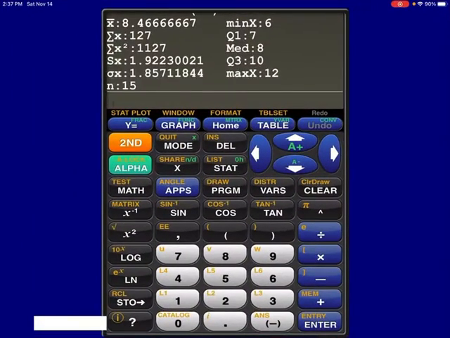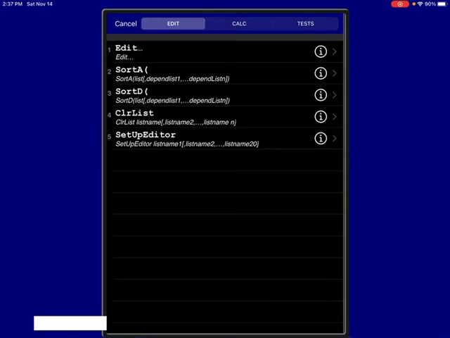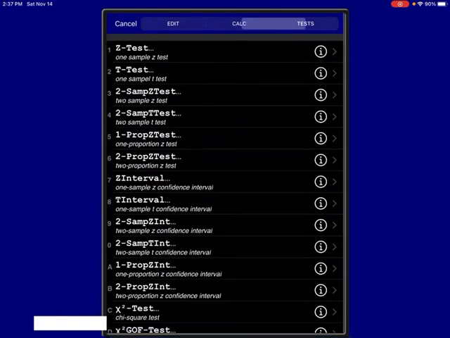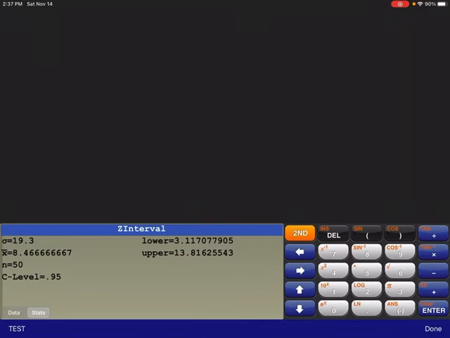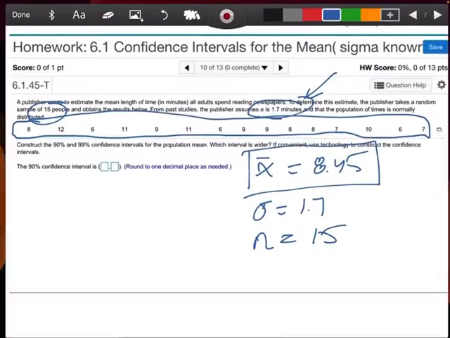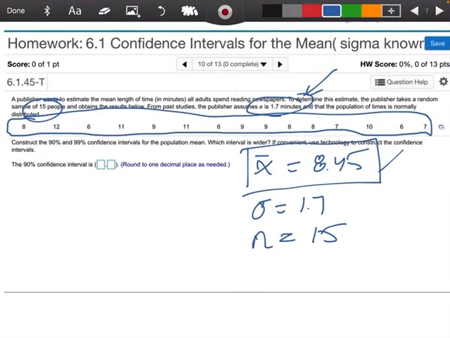So I'm going to come back to my calculator app. Let me clear this out. I'm going to go to Stat. I'm going to go to Test. And I'm trying to come up with a z interval, right? So my X bar, we said, was 1.7, okay? I'm sorry, that was my sigma, not my X bar. My X bar was, let me come back and get it, 8.45.